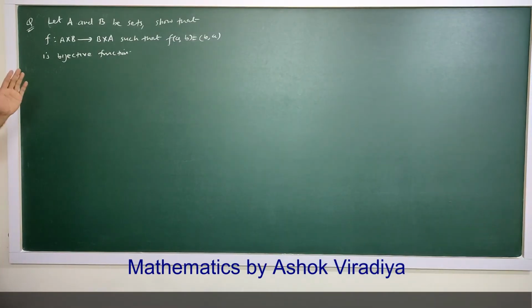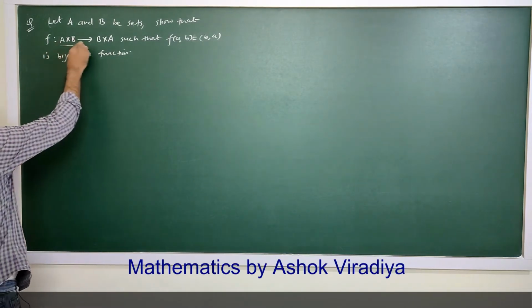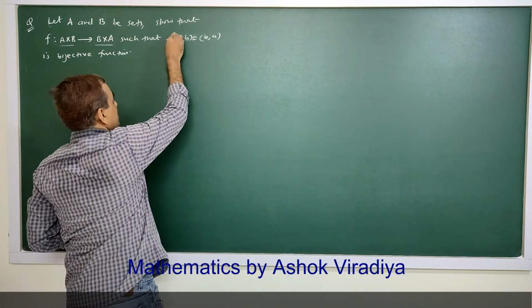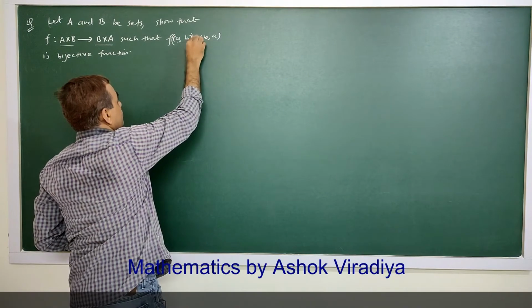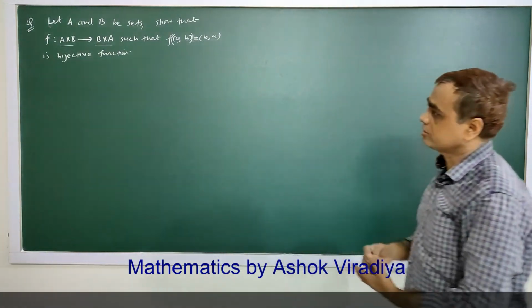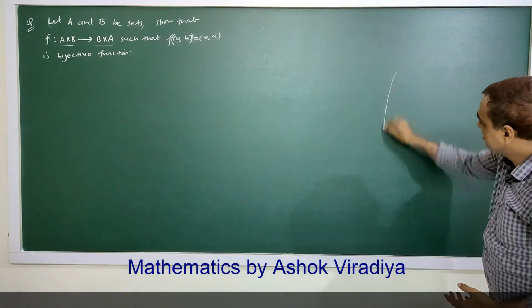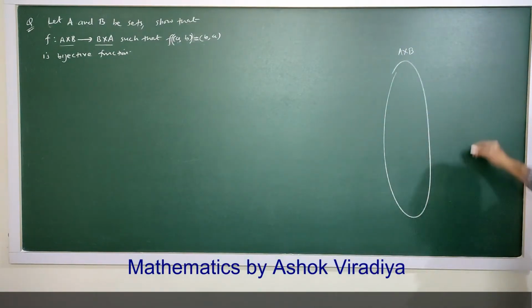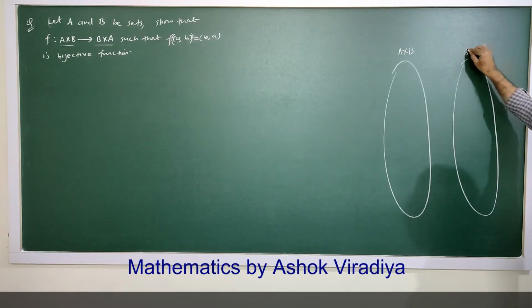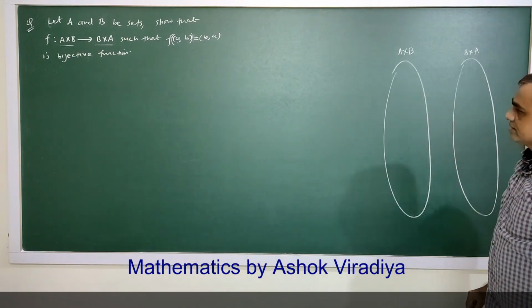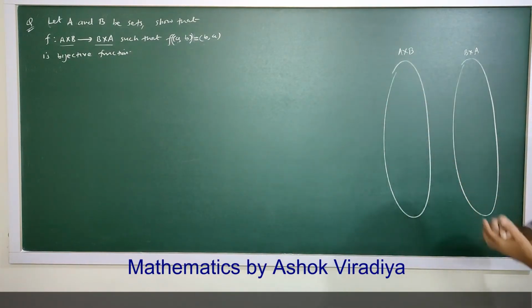Let A and B be sets. Show that the function from A cross B to B cross A such that f of (a, b) is equal to (b, a) is a bijective function. To understand this, I am taking one simple diagram. Domain is A cross B, codomain is B cross A. The meaning of this formula is that f of (a, b) is (b, a).